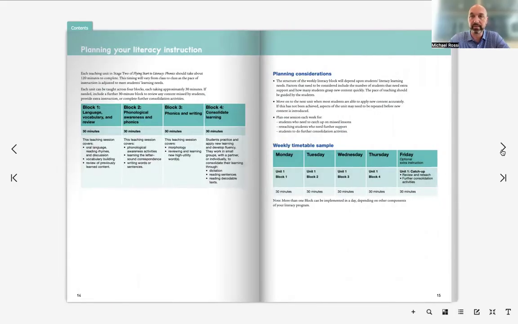Let's take a look at how that is laid out in terms of time management. So block 1, the oral language piece, is prescribed 30 minutes a day. Block 2, phonological awareness and phonics, is 30 minutes a day. Block 3, phonics and writing, is 30 minutes a day. And block 4, the high utility word, high frequency words and consolidate learning, is also for 30 minutes a day. And here's a weekly timetable sample. In essence, each unit that we're going to look at is a week long.